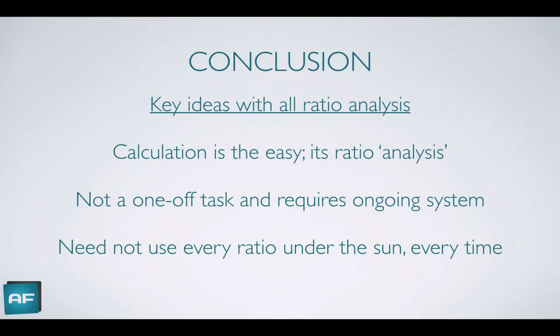Secondly, ratio analysis is not a one-off task. You can't do it once and then just put a report in the bottom drawer and never look at it again. Ratio analysis requires an ongoing system. So every quarter or every 6 months or every year, you should repeat the process and see how things have changed. And again, use that trend analysis over time. But you should have an ongoing, a set system, a regular routine.